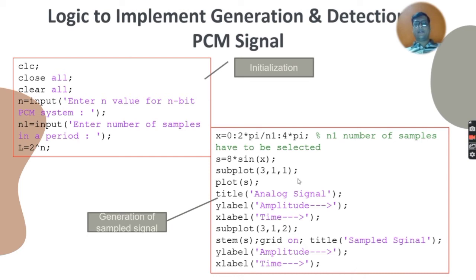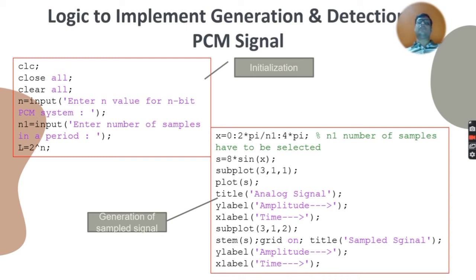Then you have to plot it: subplot 3,1,1, then plot S. S is the sinusoidal signal. Then you can title it, analog signal, and assign amplitude on the y-axis and time period on the x-axis. Then subplot 3,1,2, where the quantized value will be represented.